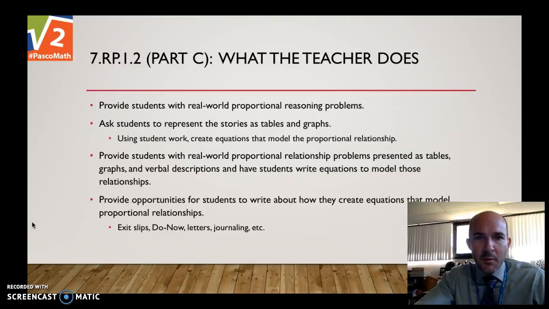Provide students with real-world proportional relationship problems presented as tables, graphs, and verbal descriptions, and have them write the equations that model those relationships. Provide opportunities for students to write about how they create equations that model proportional relationships. This could be through exit slips, do-nows, letters, journaling, anything like that that gets them writing about the math.